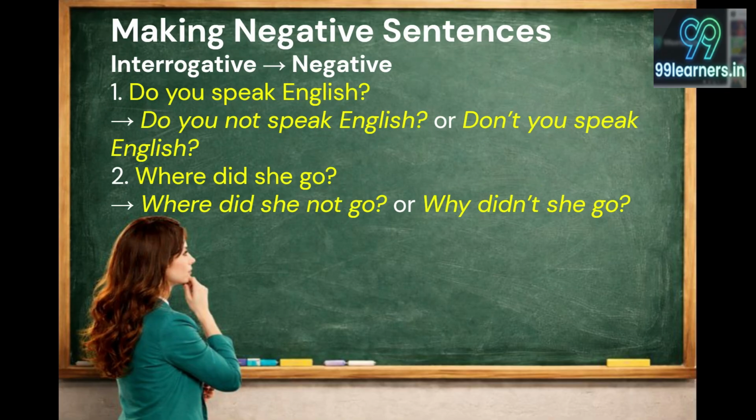Interrogative to negative. Rule: put not after the auxiliary, or use a negative form of auxiliary. For yes or no questions use don't or doesn't or didn't, or auxiliary plus not. For WH questions, keep the WH word, then the auxiliary plus not. Examples: Do you speak English? Do you not speak English? Formal. Or don't you speak English? Common.